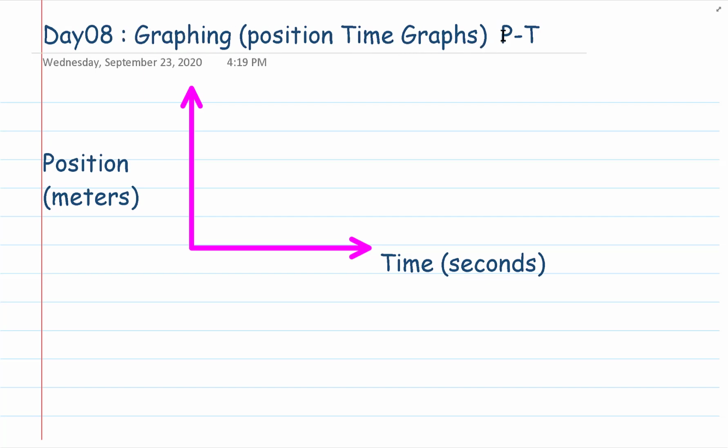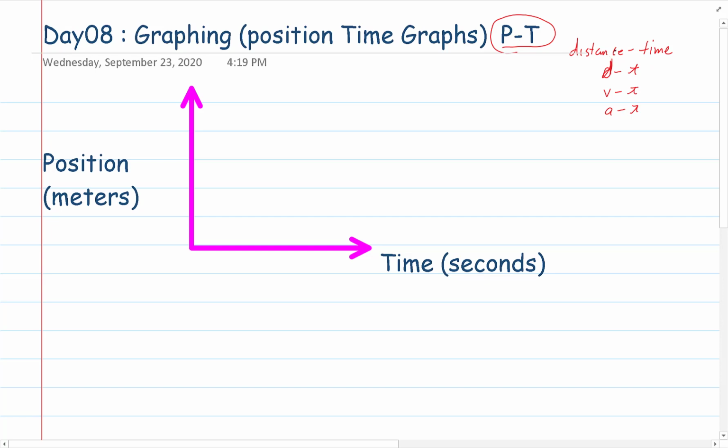Position time graphs. Now, position time graphs, I get lazy and call them distance time graphs. I get lazy and call them DT graphs, and then I'll call them velocity time graphs, and then acceleration time graphs. But when I'm talking distance time graphs, I'm actually talking position time graphs. And you can try to correct me every single time. What's the difference between position and distance?